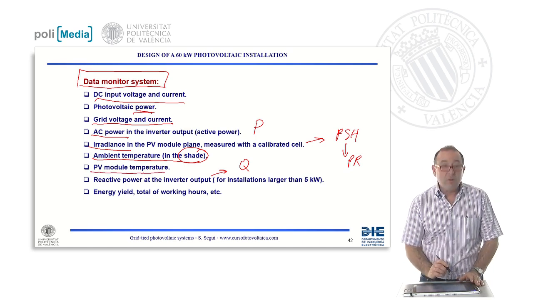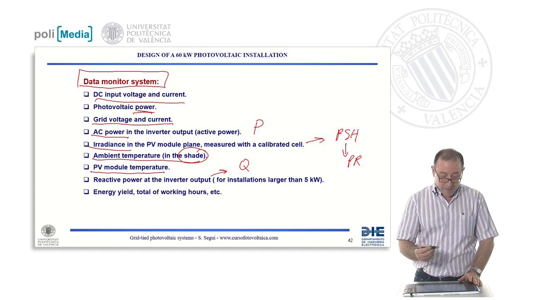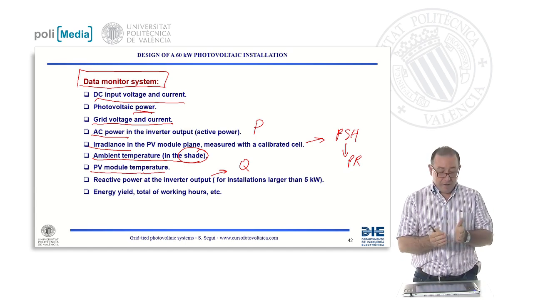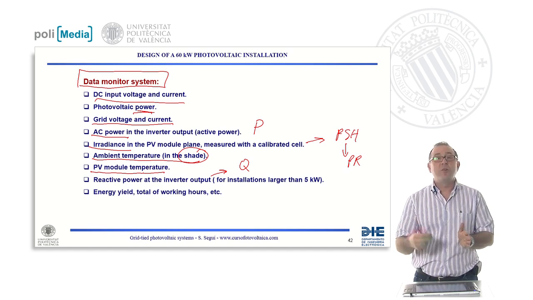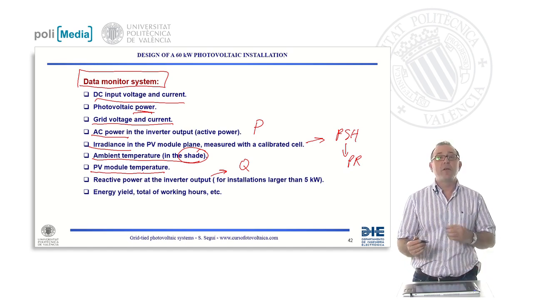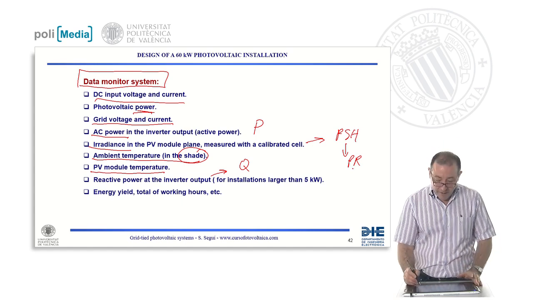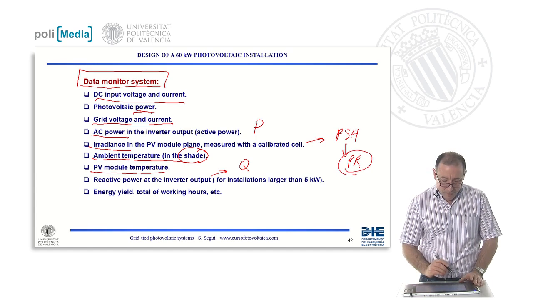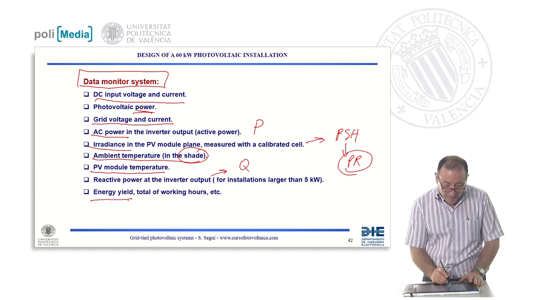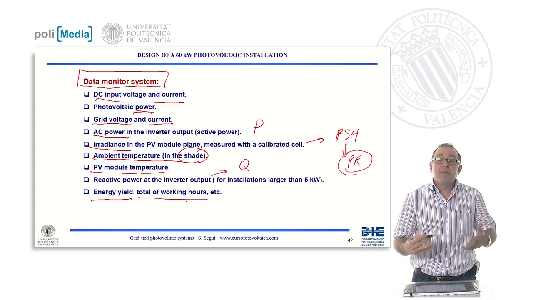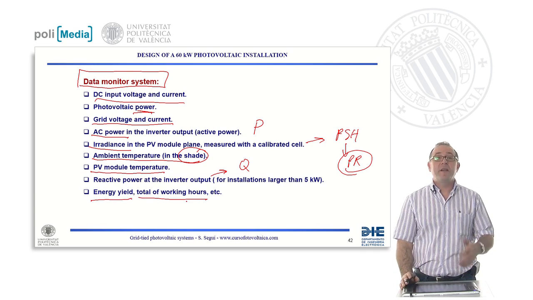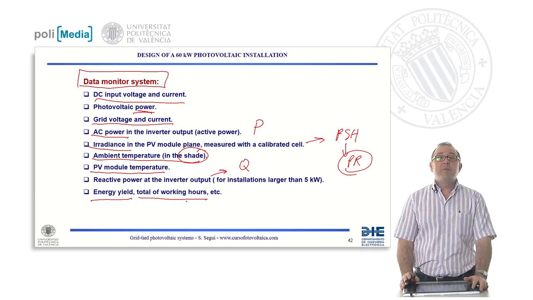Also, it's interesting to measure the photovoltaic module temperature. So we are going to fix a temperature sensor. Usually there are resistances that are sensitive to the temperature, and this measurement is acquired by the monitor system in order to have all the variables that we can include in the calculation of the real performance of our plant. The reactive power, and finally the energy production, the number of working hours in our plant, and other parameters that can be interesting from the point of view of the monitor system.